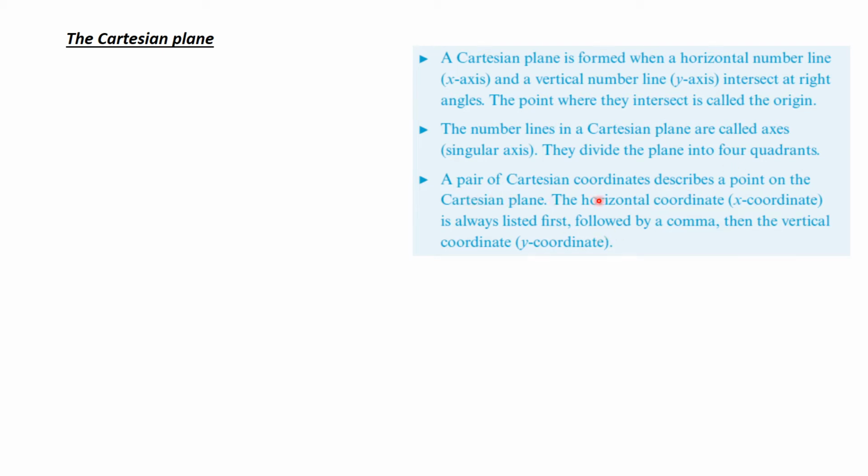If I was to write a coordinate on the Cartesian plane, the way that I would do this is I would always state the x coordinate first, so that's going along the horizontal axis, and then I would put a comma in between the two numbers and write the y coordinate, the value of y, as the second number, and that'll be in a set of brackets.